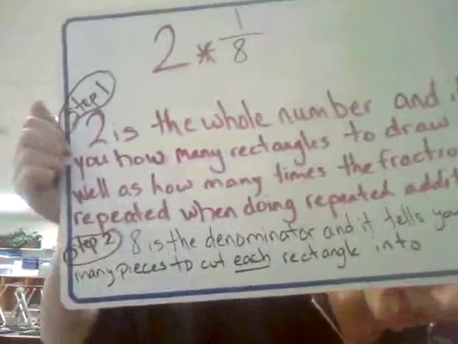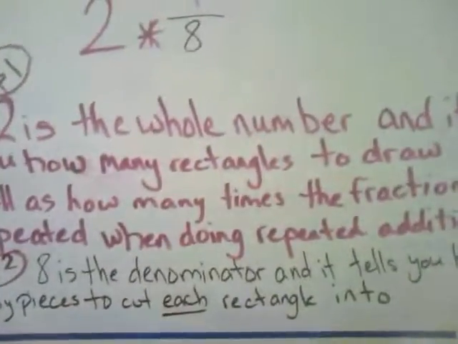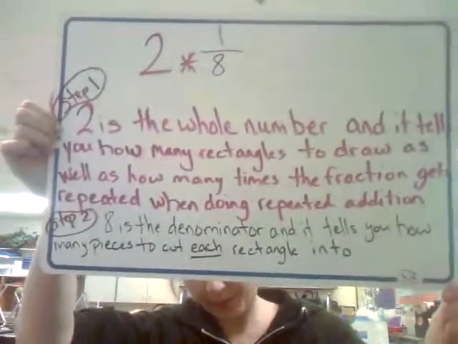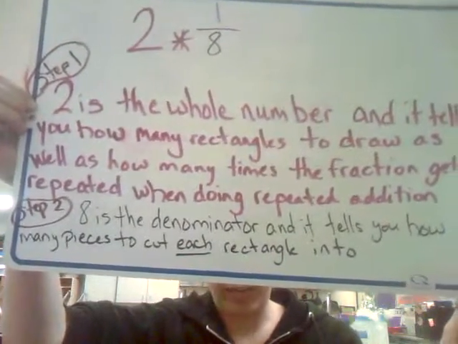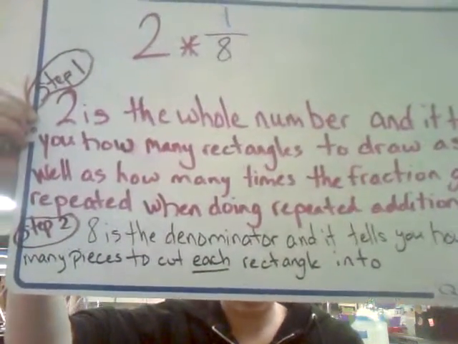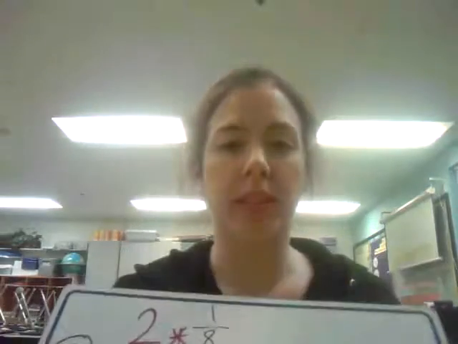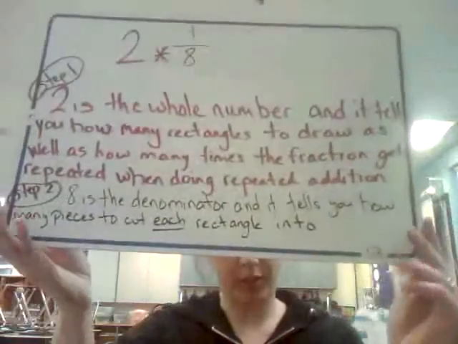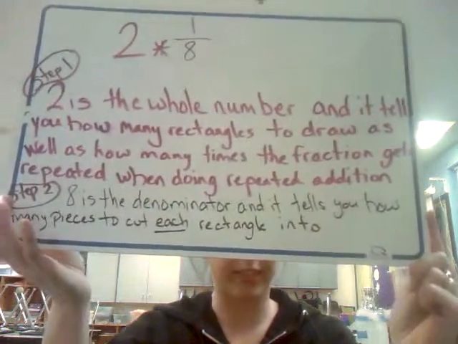Step 2, it says 8, see the 8 in black? 8 is the denominator, and it tells you how many pieces to cut each rectangle. And notice that I underlined each, because it's really important that they understand that this happens to every single rectangle they draw based on that whole number. So the denominator lets you know, in this case I have 8, so I'm going to need 8 pieces per rectangle, so I'm going to have to cut everything into 8ths.